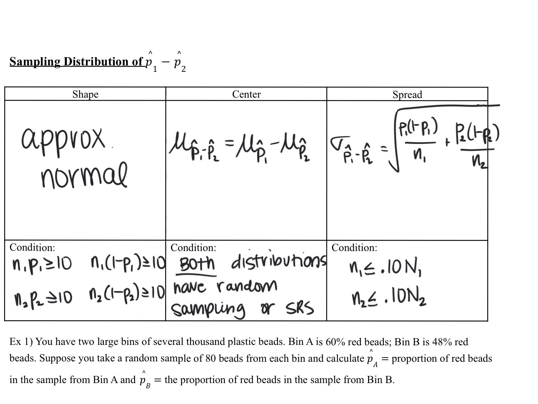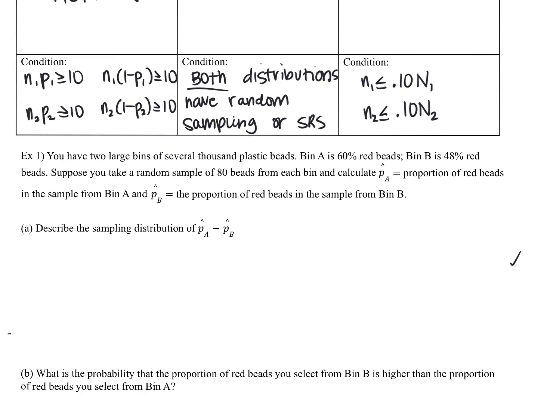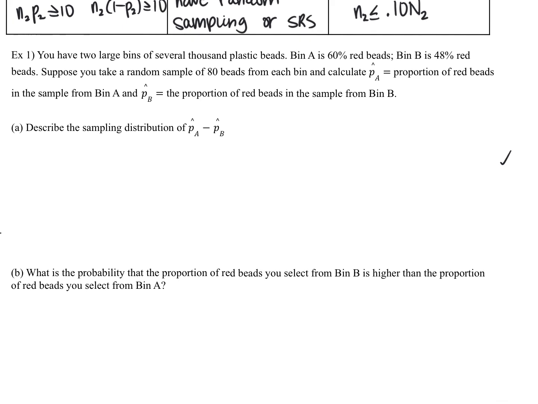If your sample sizes are different, then you have to check the condition for both of them. So let's apply this to an example. You have 2 large bins of several thousand plastic beads. Bin A is 60% red beads, and bin B is 48% red beads.